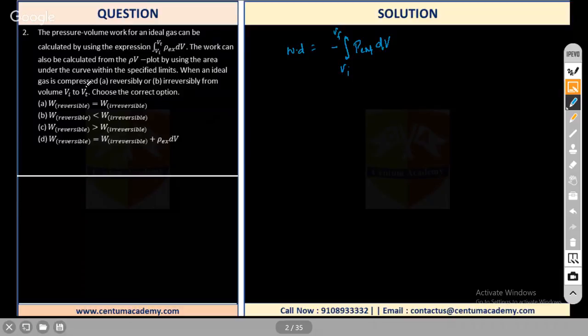So first of all, they're talking about magnitude here, not the work done. Work done is minus P external into dV, but they're talking about magnitude here. So we know the work done in a reversible process is always more than irreversible. Just a second.